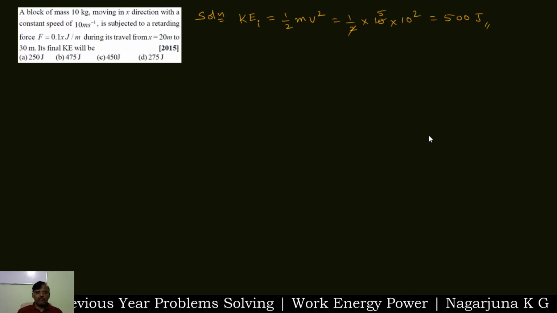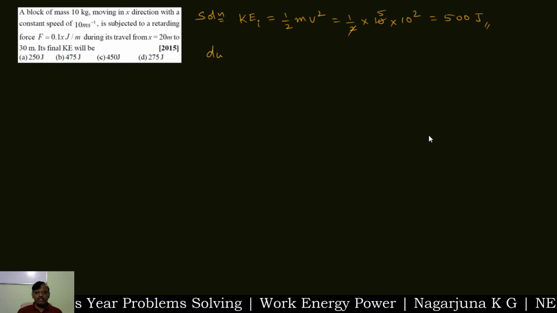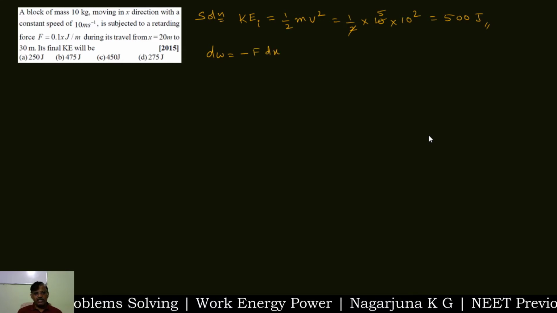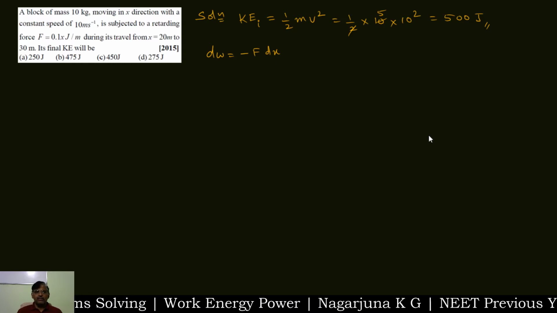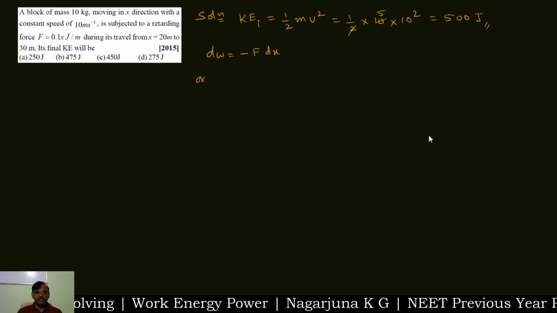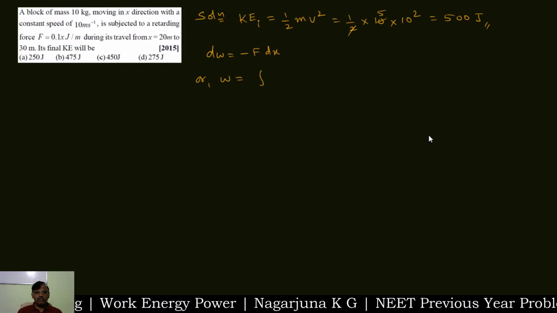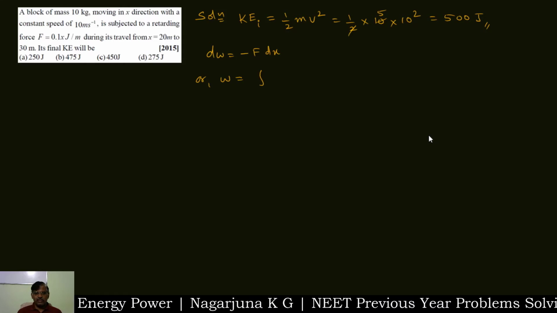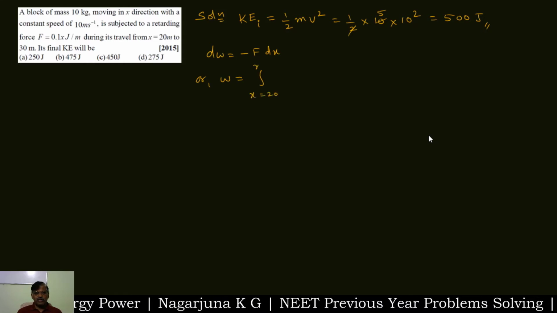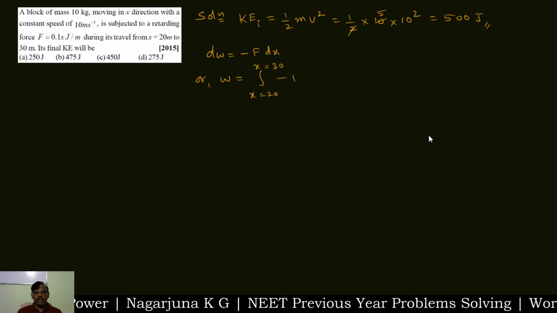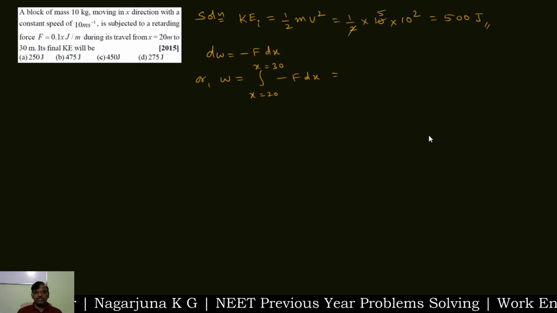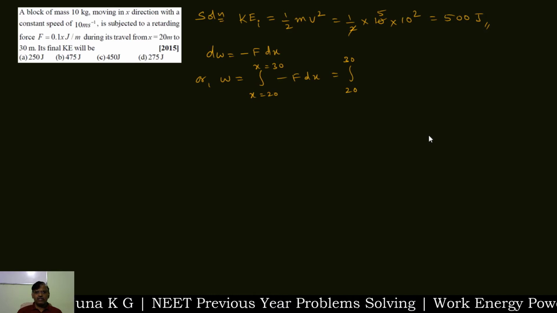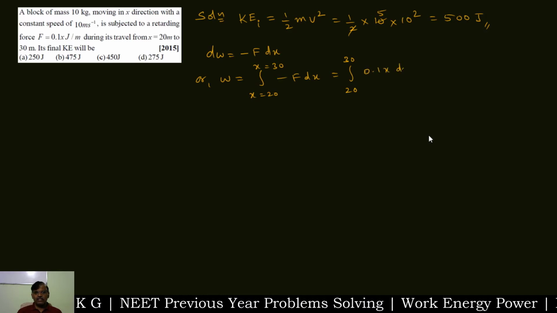And then work done for small displacement, we can write it as dW is equal to minus F into dx. Here minus F indicates the retarding force. For total work done, we can write W as the total work done in displacing a particle from x is equal to 20 meters to x is equal to 30 meters. So W is the integral from x equals 20 to 30 of minus F dx, that is equal to minus the integral from 20 to 30 of 0.1 x dx, since F is given as 0.1 x.